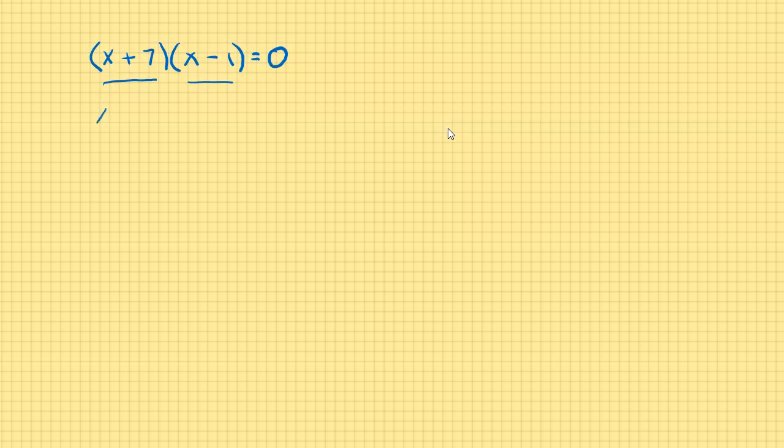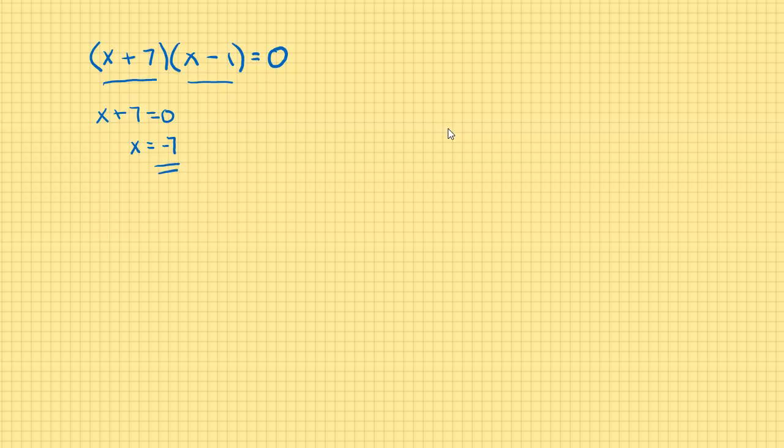So I'll write that out. x plus 7 equals 0. Okay, and when I solve for x, I subtract 7 from both sides. I get x equals -7. So that is one of the zeros of this expression.